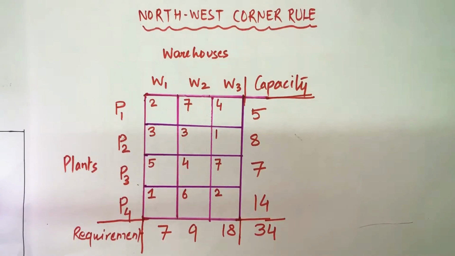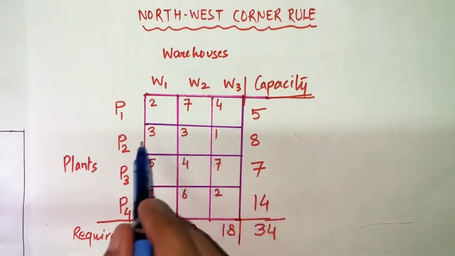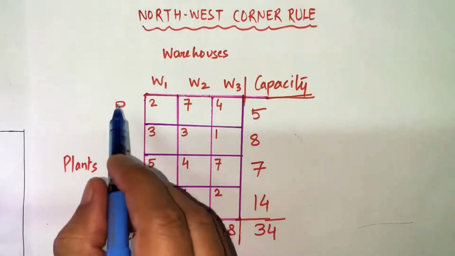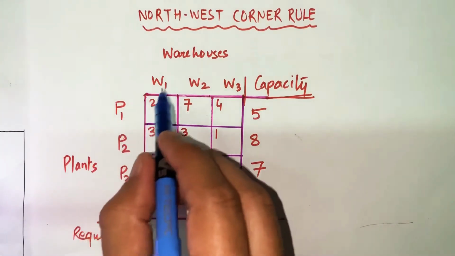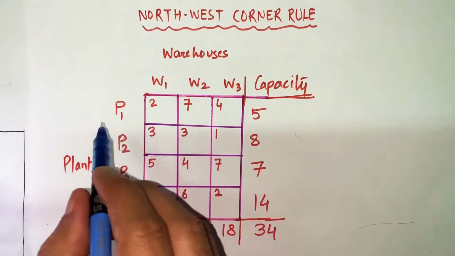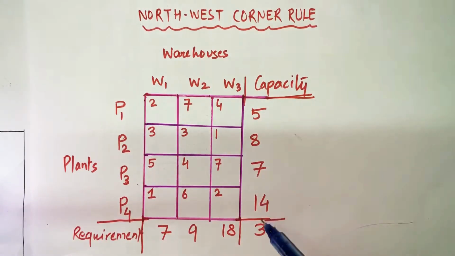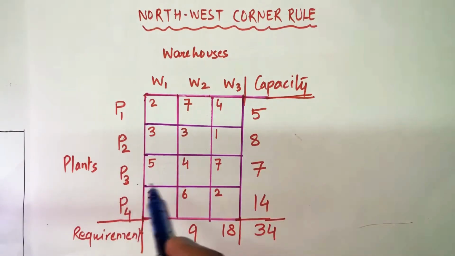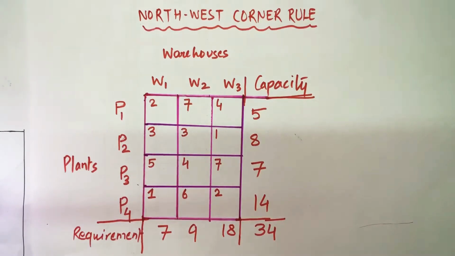If I look into the configuration of this problem, there are 4 plants and 3 warehouses, and these are the shipping costs per unit from each plant to each warehouse. That means 2 rupees is the cost of shipping 1 unit from P1 to W1, 7 is the cost of shipping 1 unit from P1 to W2, and so on. These are the capacities of different plants. P1 can produce only 5 units, P2 can produce 8 units, P3 can only produce 7 units, and so on. And these are the requirements of different warehouses.